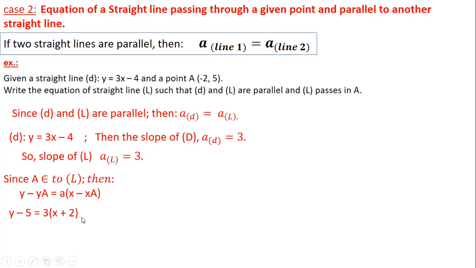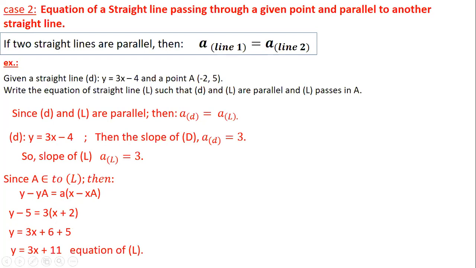I should manage this to look like the general form of the equation. So I leave y on side 1, I take everything to side 2, and I get rid of the parentheses. So it will be y equals 3 times x is 3x, 3 times 2 is plus 6. I take minus 5 to the other side, it becomes plus 5. Now 6 plus 5 is 11. So the equation of line L will be y equals 3x plus 11.